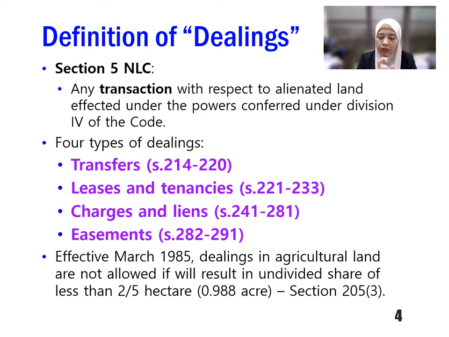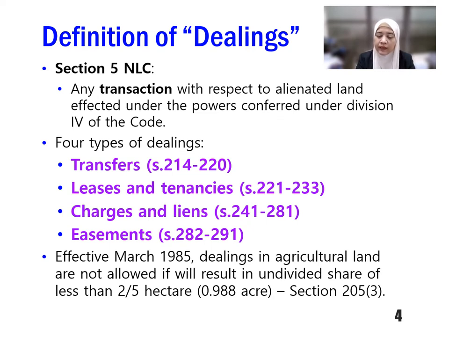The main difference between leases and tenancies regards the length of the dealing: leases are rentals for periods of above 3 years, tenancies less than 3 years. And then we have charges and liens as one category. Okay, charges and liens. The similarity is both concern guarantees to borrowing. Okay, borrowings or loans.